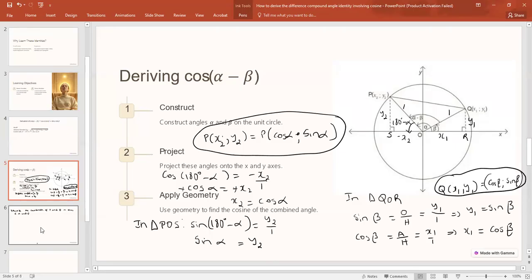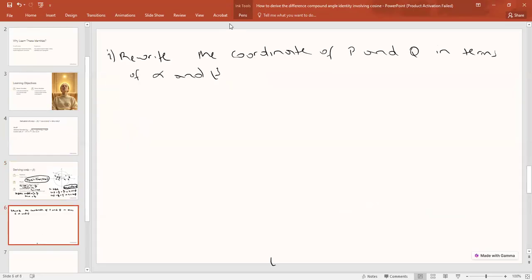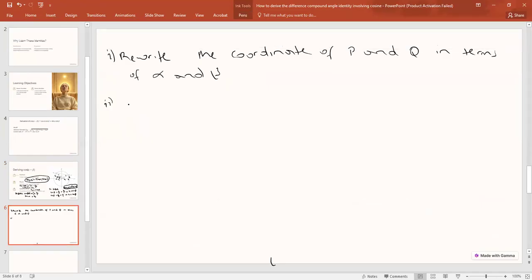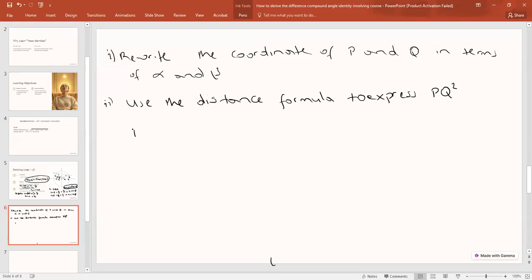Now we've rewritten this. The next step will now be to use the distance formula to express the length PQ squared. Okay, so according to the distance formula, our length PQ all squared is equal to, remember, x2 minus x1 all squared plus y2 minus y1 all squared.